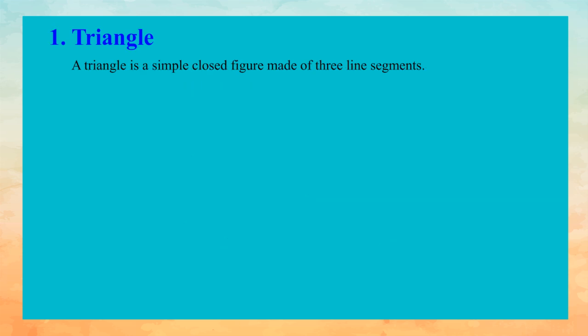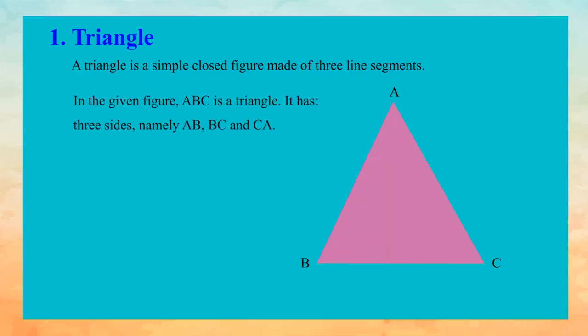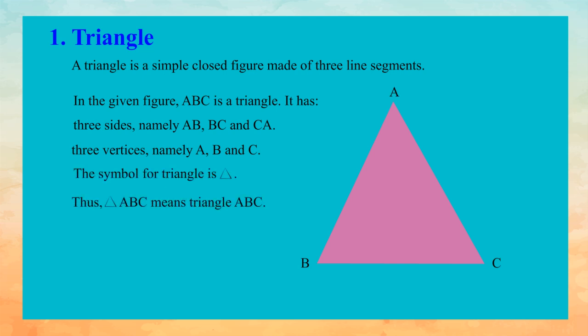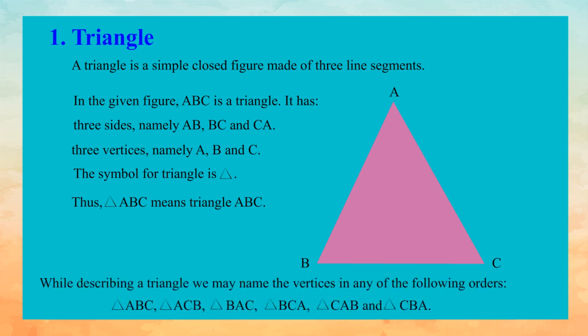1. Triangle. A triangle is a simple closed figure made of three line segments. In the given figure, ABC is a triangle. It has three sides, namely AB, BC and CA. Three vertices, namely A, B and C. The symbol for triangle is Δ. Thus, ΔABC means triangle ABC. While describing a triangle, we may name the vertices in any of the following orders.